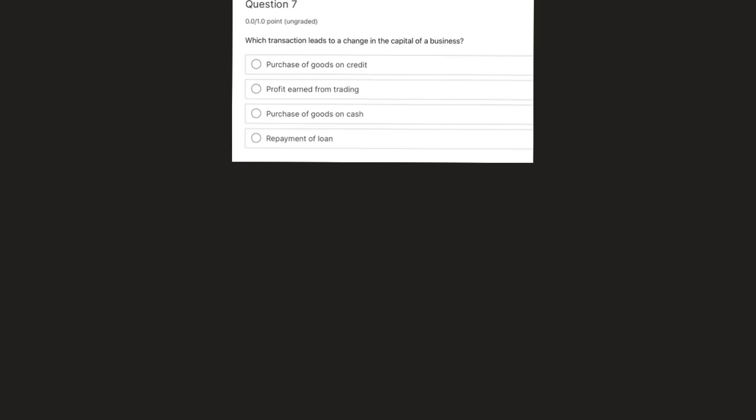To help you with this question, let's think through the requirement together. Now let's deal with question 7 first. Question 7 is asking you what leads to the change in the capital of a business based on some transactions that you are given. So it's important to notice the key word here, the change in capital.